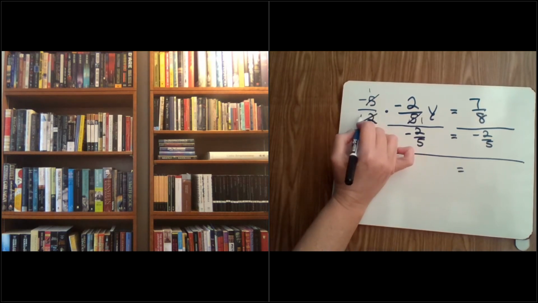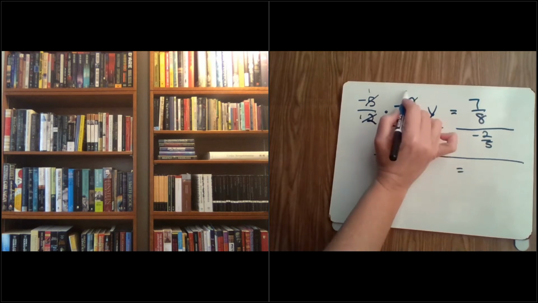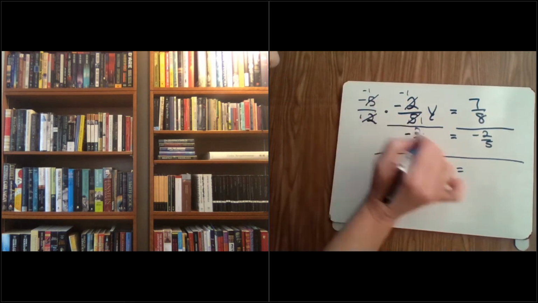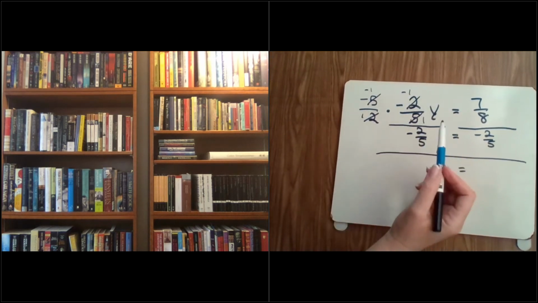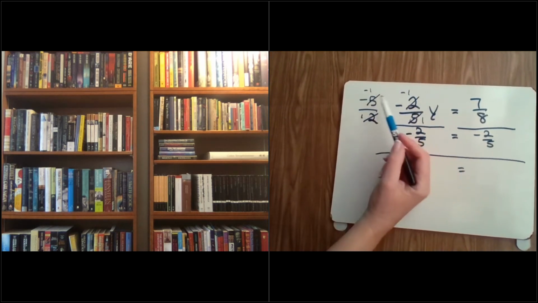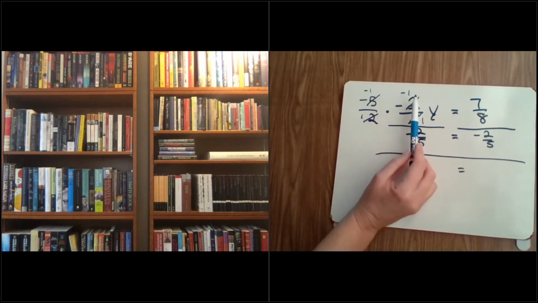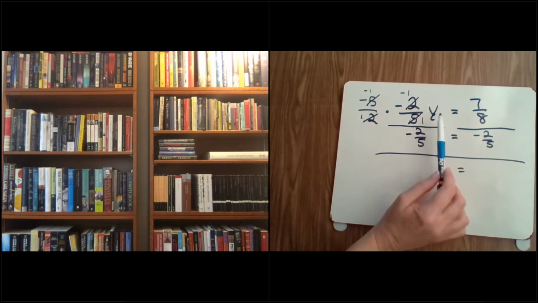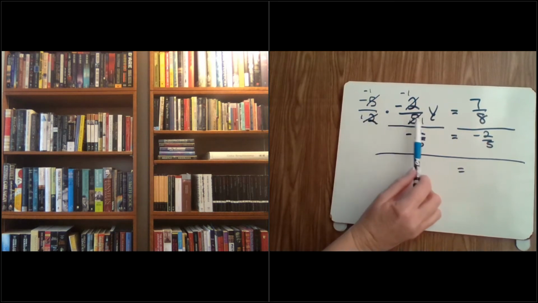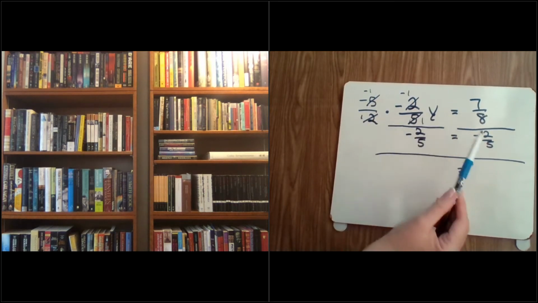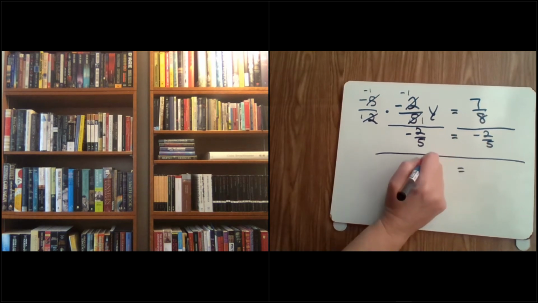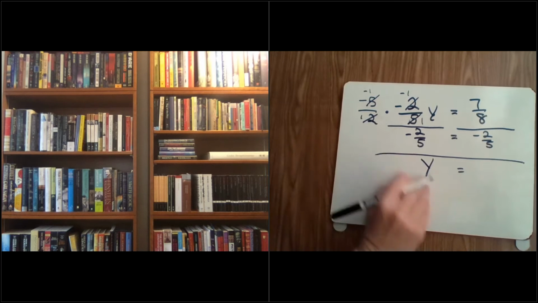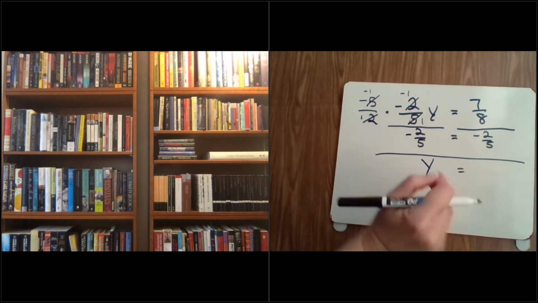2 divides by 2 leaves 1. -2 divides by 2 leaves -1 because I had those negative signs. Don't forget about those. Okay, so now let's see what we end up with here. -1 times -1 is a +1, and we have our y. And then 1 times 1 is 1. Oh, we're back to that same thing. That 1y over 1 is just the same thing as saying y.